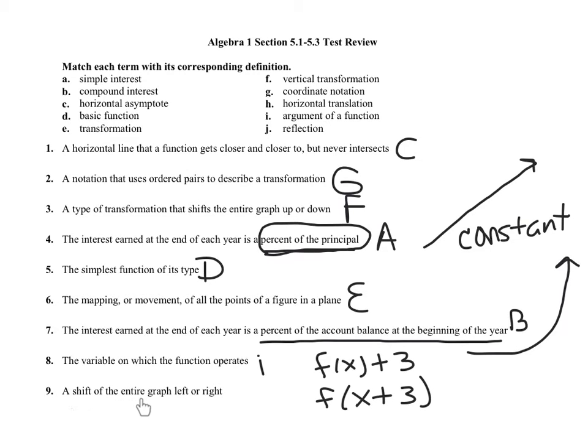A shift of the entire graph left or right, that would be this example right here. And since it's positive, it's actually going to the left. It's going to the left 3 units. This one is going up 3 units. And that would be your horizontal translation. So that is H. So hopefully you did okay on the vocabulary. You might want to study that for the test because those are 9 easy questions we should not miss.